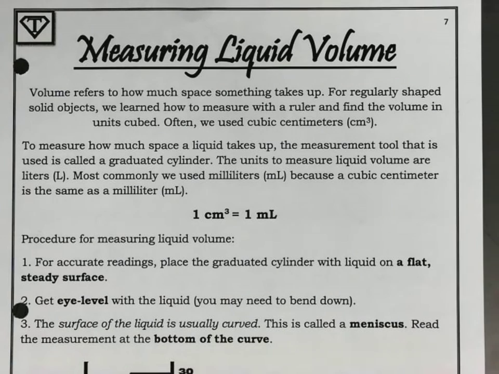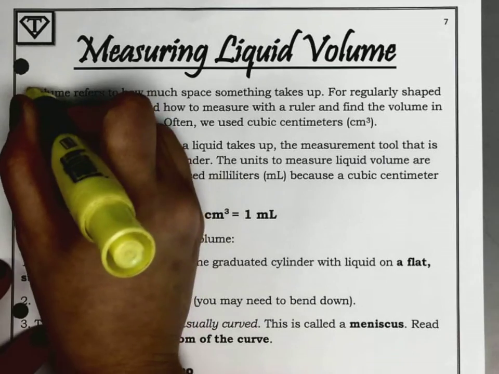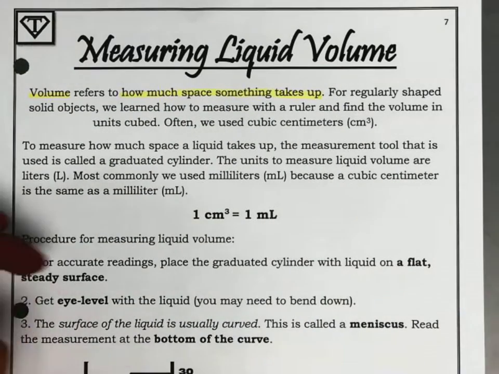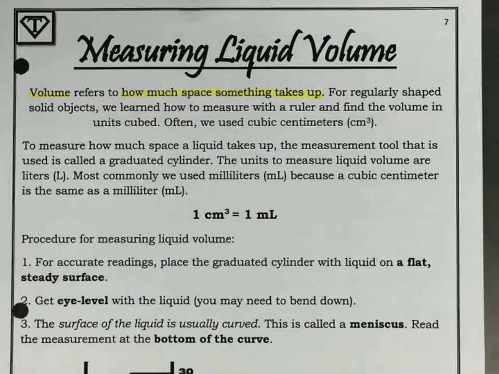Measuring liquid volume. For this benchmark, we're just going to highlight on the sheet some of the important information. The first piece of important information is the definition of volume, which is how much space something takes up. For regularly shaped solid objects, we've already learned how to measure them with a ruler, and we found the volume using centimeters cubed.